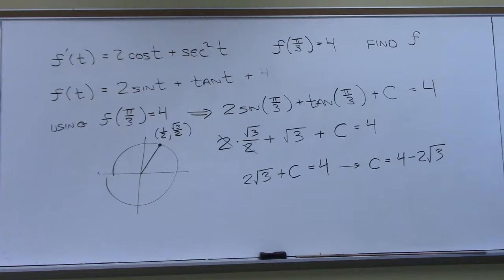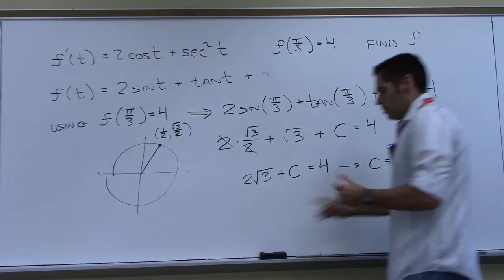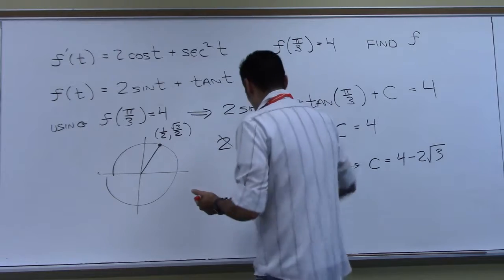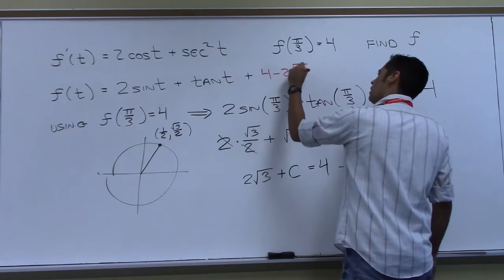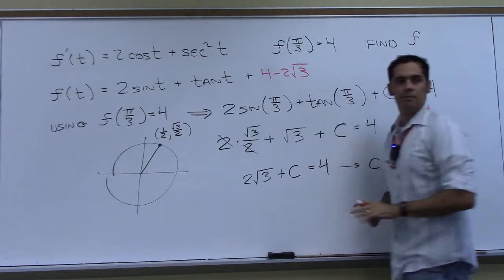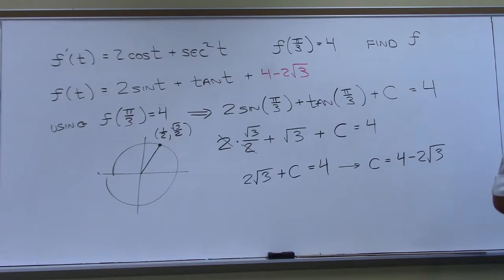Let me try this one here. They're all over the room. It's just a question of do they work. 4 minus 2 root 3. And then box that up, that's your answer. What number was that? That was number 27.